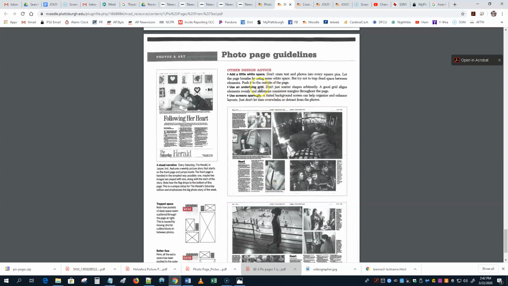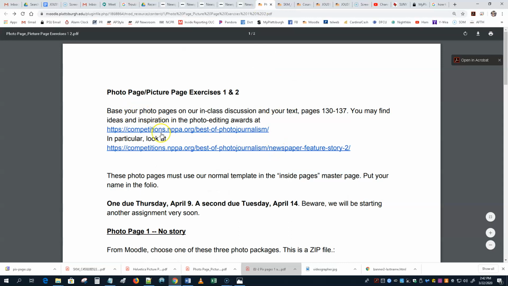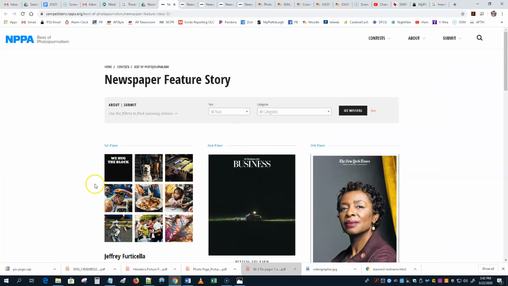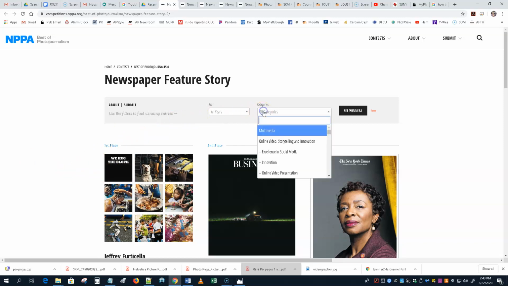And you'll also see in the assignment, which is here, I put these links in here. And when you go to this link in particular, they're both generally the same place, but this brings you to the contest portion of it. It looks like this. And you can click on these, or you could go and look through categories. Categories that I think are the most useful for us are newspaper feature story, newspaper picture editor of the year in different categories, size categories.